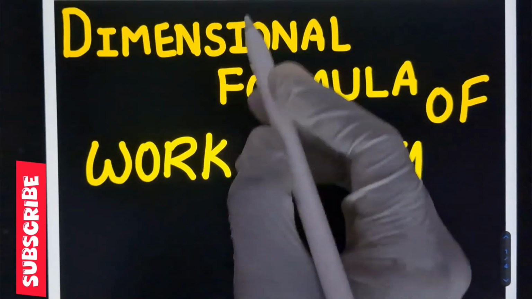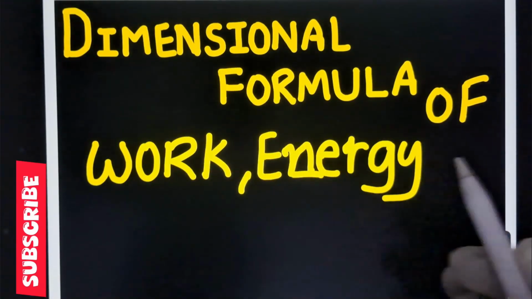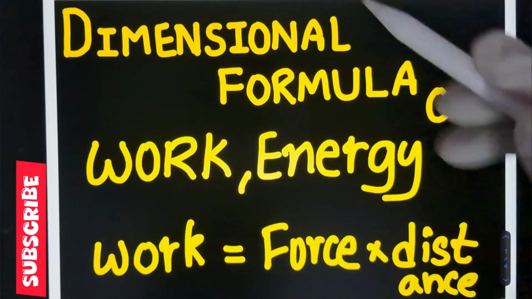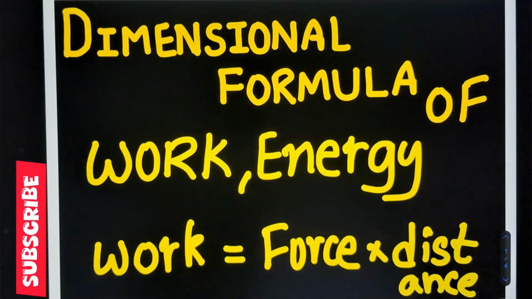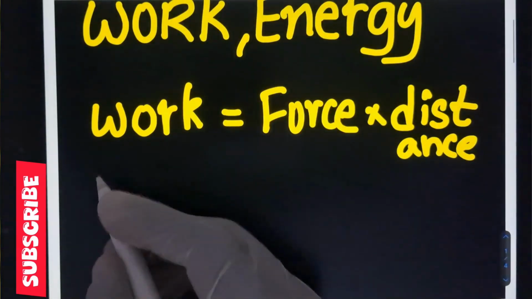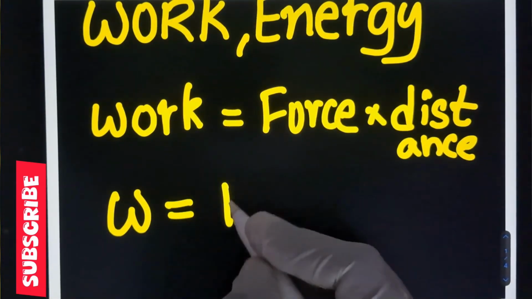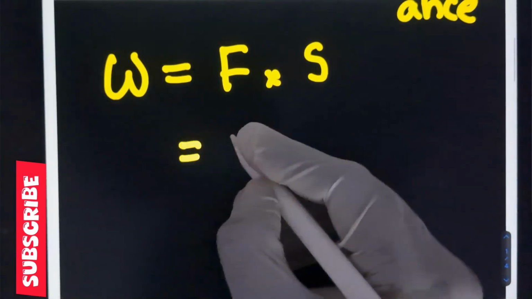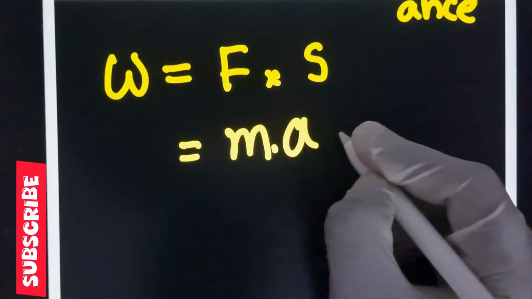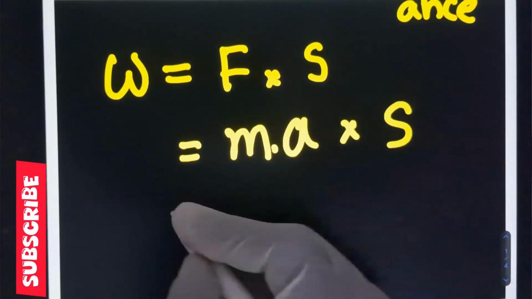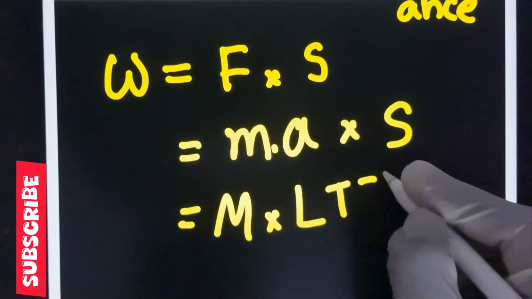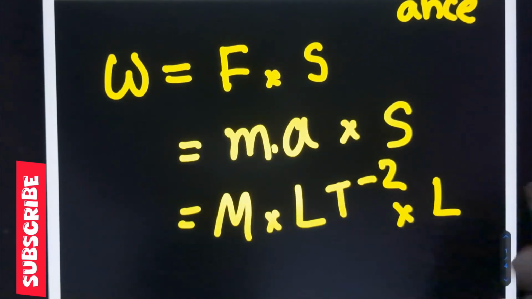To find the dimensional formula of work and energy. Work is equal to force into displacement or distance. So W is equal to F into S. Here F is force. We have to know the dimensional formula of the force. You can check it in our channel playlist. And force is equal to mass into acceleration. Here distance S, mass M and acceleration L T power minus 2, and distance is simply L.